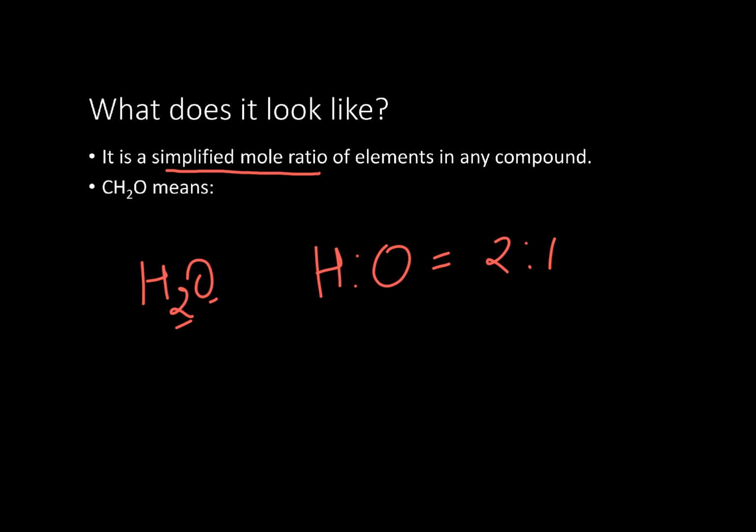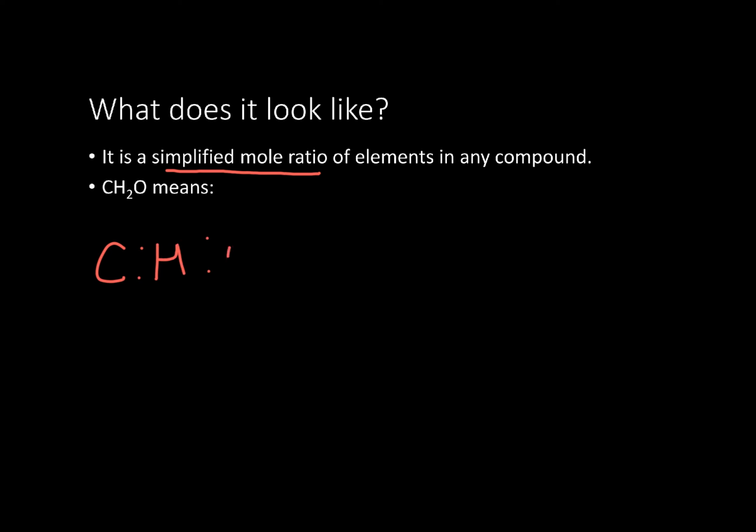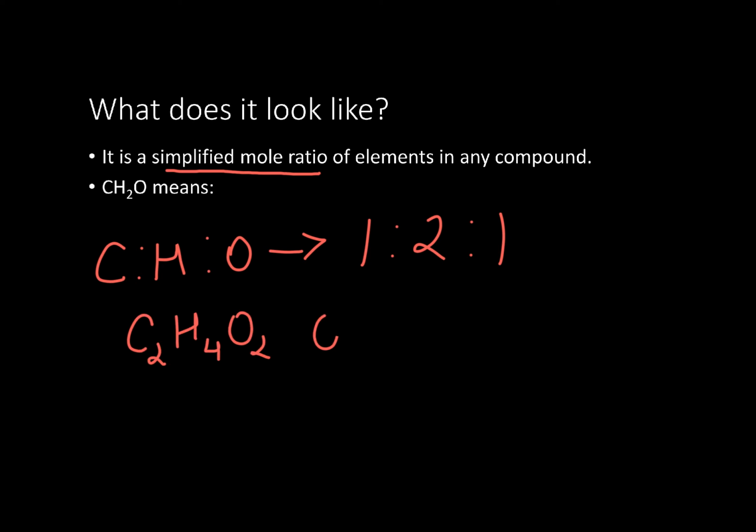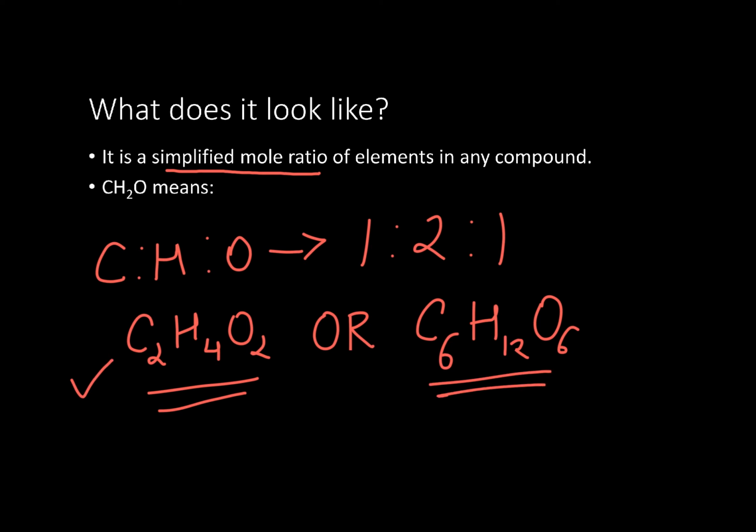If you look at the example that I have on the screen, the example is CH2O, which simply means that the ratio of the 3 elements is 1 is to 2 is to 1. This does not tell you the identity of this chemical. You don't know what this chemical is. For all you know, this formula could be C2H4O2, or it could be C6H12O6. And don't get me wrong, this is not a made-up chemical. It is very real, and so is this.